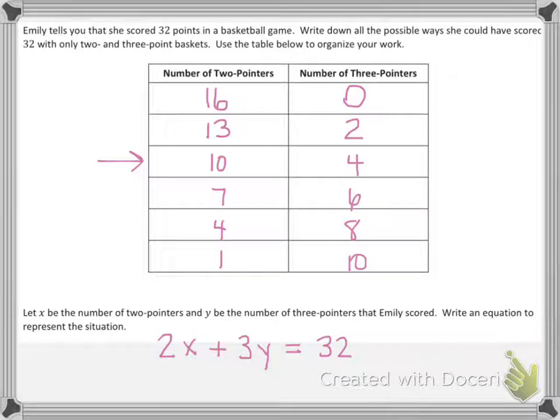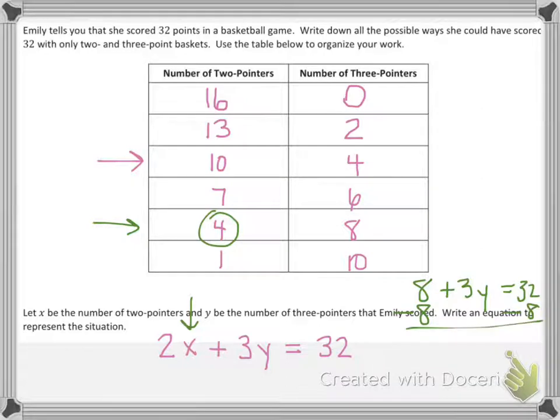This will work if we just choose any of these. Let's choose this one, 4 2-pointers. Well, I could plug that 4 in for x, and that would give me a new equation: 2 times 4 is 8, plus 3y equals 32. Then we could solve that to figure out how many 3-pointers she would make. If I subtract 8, that gives me 3y equals 24. Then divide each side by 3, and 24 divided by 3 is 8. And it does give us that y value, if you will. Remember, the x value is our first column, the y value is our second.